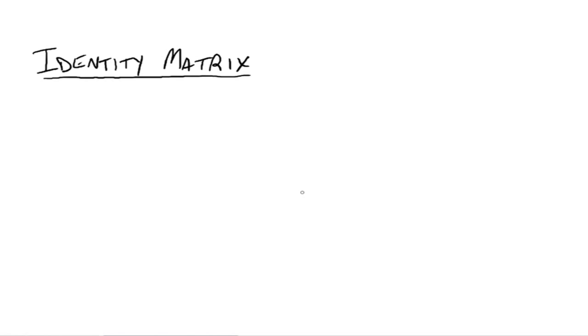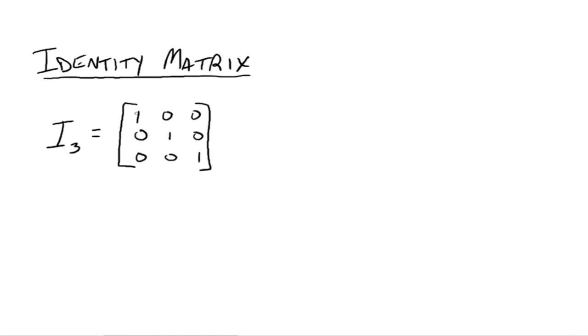An identity matrix is a square matrix, so the same number of rows as columns. We use the notation I sub n for identity, and I sub 3 means it's a 3 by 3 matrix. It's going to look like 1, 0, 0, 0, 1, 0, and 0, 0, 1. So you have these ones on what's referred to as the main diagonal, and then zeros everywhere else. That would be the identity matrix for 3 by 3.